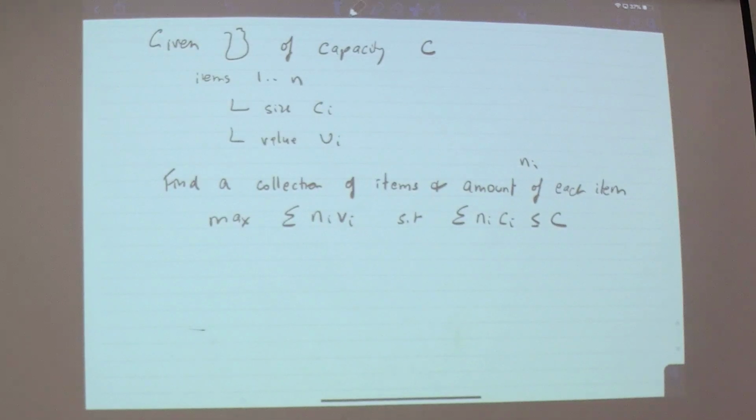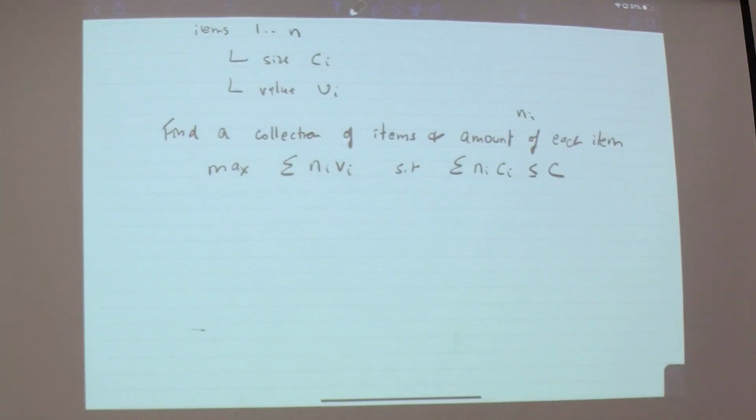So your proposal is find the element of largest Vi over Ci and put it in. Are you assuming you have only one copy of every element? No. So then you just put it in, or how many times do you put it in?